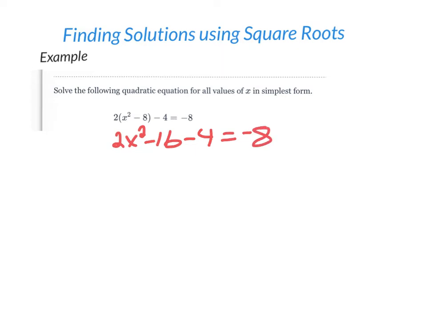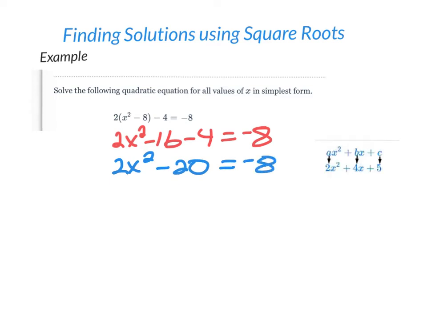We need to continue working this where we're going to combine our like terms, all right? So we have a negative 16 and a negative 4. We could go ahead and combine that. So then our equation would say 2x squared minus 20 equals negative 8. Now we have been putting our equations in the standard form for the quadratic, ax squared plus bx plus c. But in this lesson, we're going to learn to use square roots. So we're actually going to get our constants together on the other side.